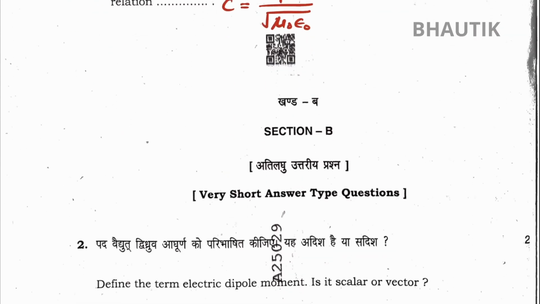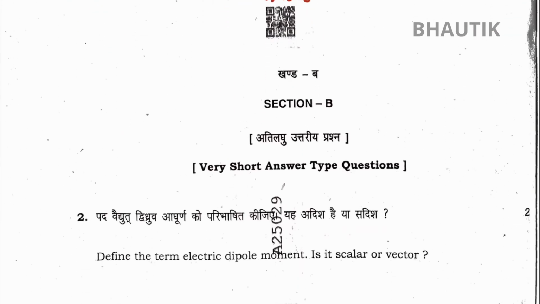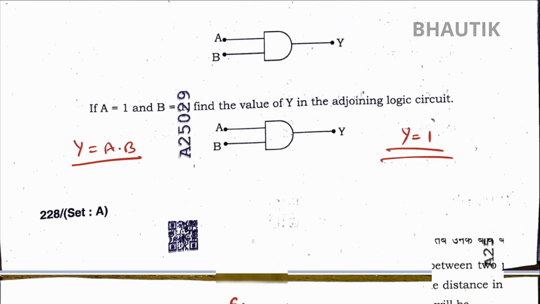Now next is section B, which is of 2 marks. For 2 marks, there is another video, you can watch that. Since we are discussing code A here, for different codes, there are different videos. You can watch those.